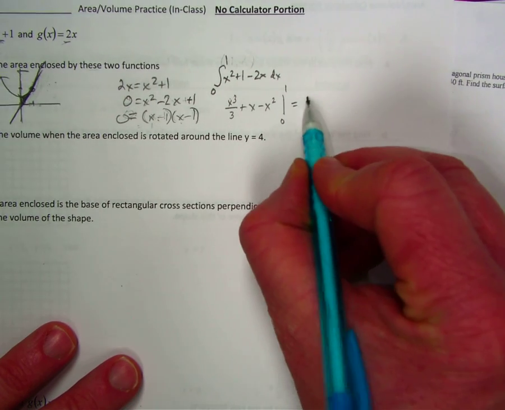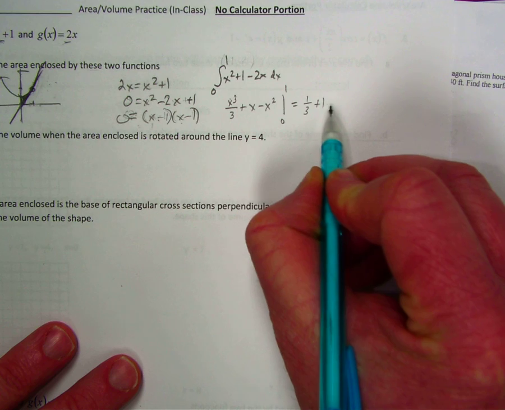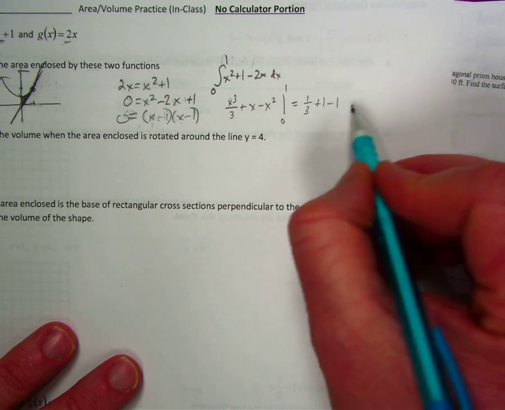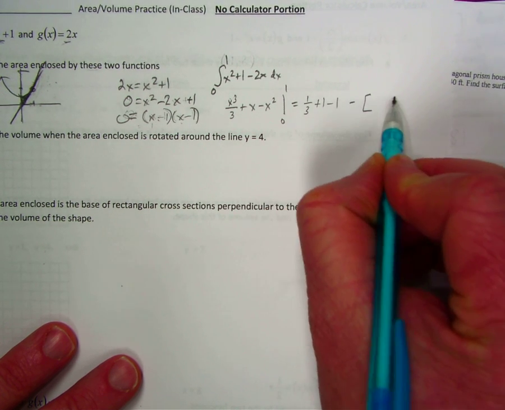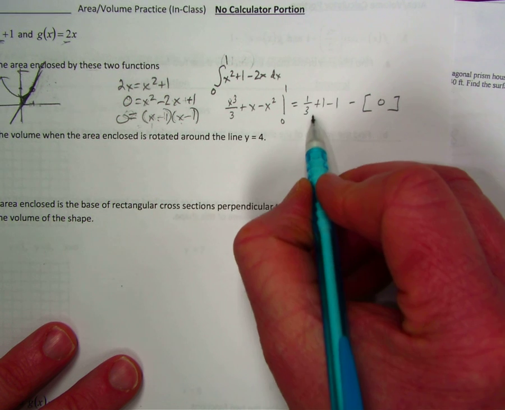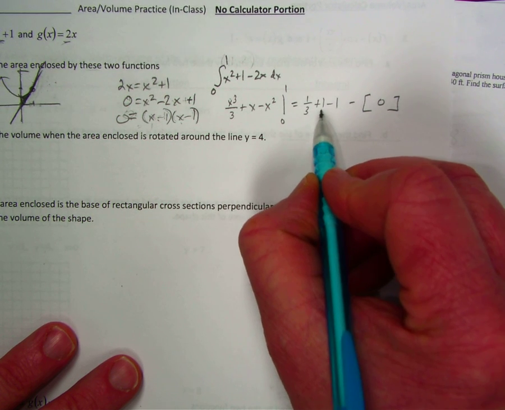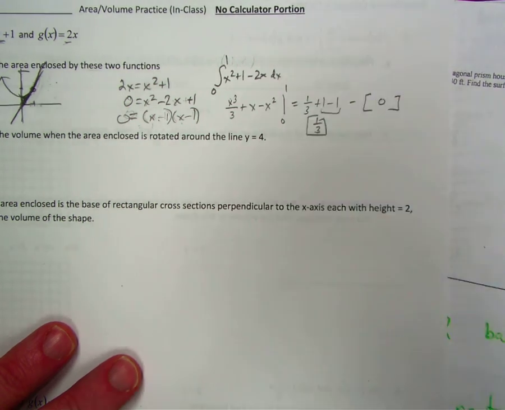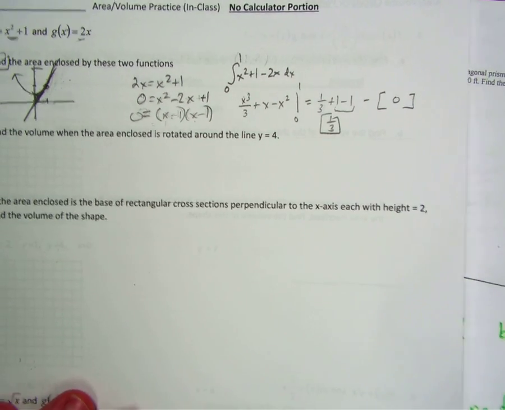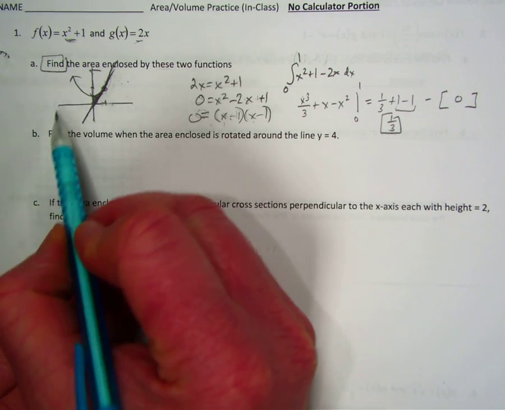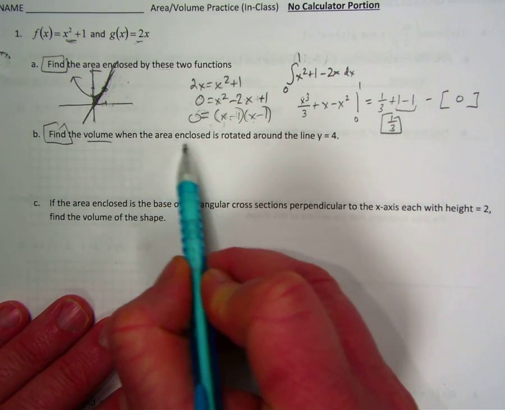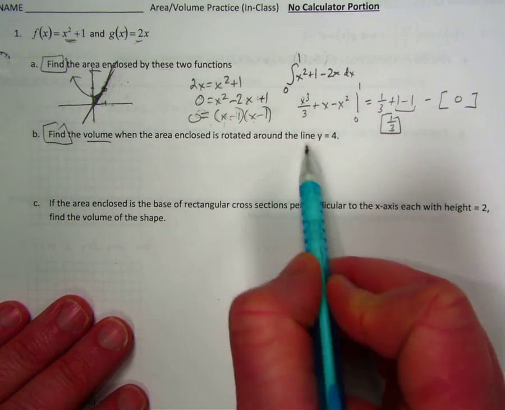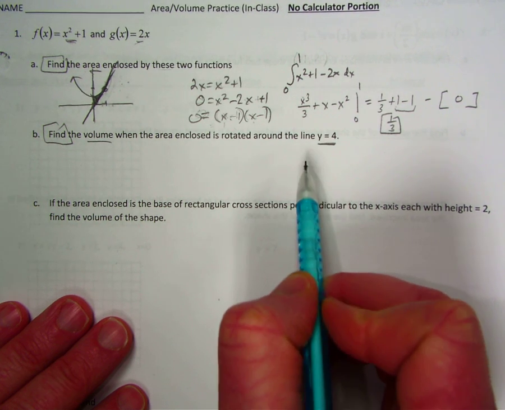So we plug in 1 and get 1/3 plus 1 minus 1. And when you plug in 0, you're going to get 0, 0, 0, 0. So 1 minus 1 is 0. The area is 1/3. And you can check it on your calculator, but you would not have it at this point. Okay? Second question. Find the volume when the area enclosed is rotated around the line y equals 4.